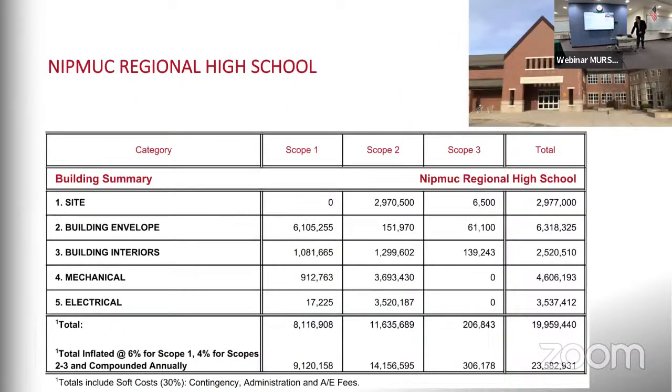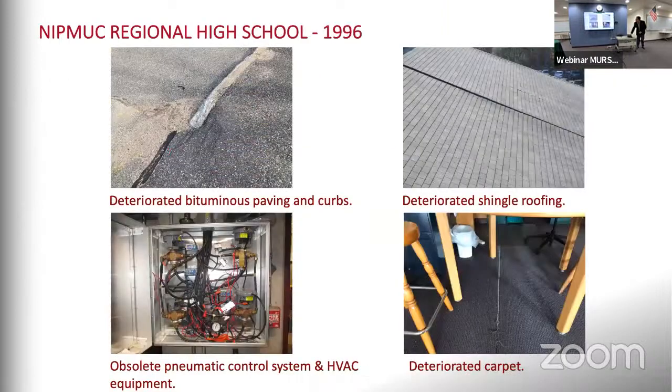And then finally, Nipmuc. See some of the numbers there. We're also looking at a new roof here at Nipmuc. Some of the images, the building also has a pneumatic control system. Carpeting, this is something that we've seen in every school. The carpet just gets worn out, and it's just from use, and it really should be replaced.